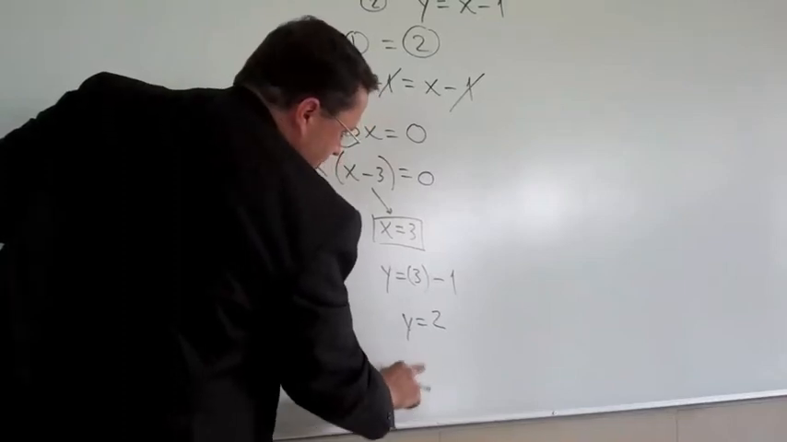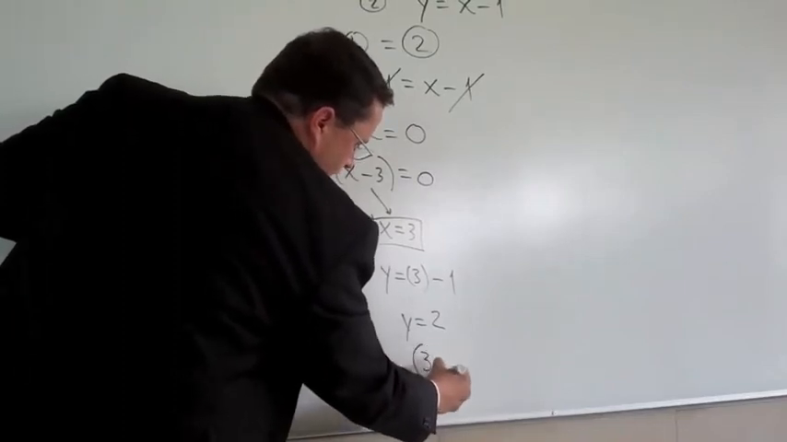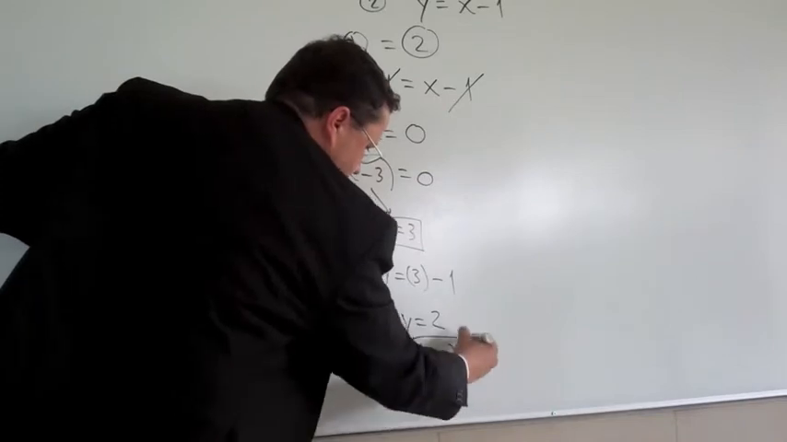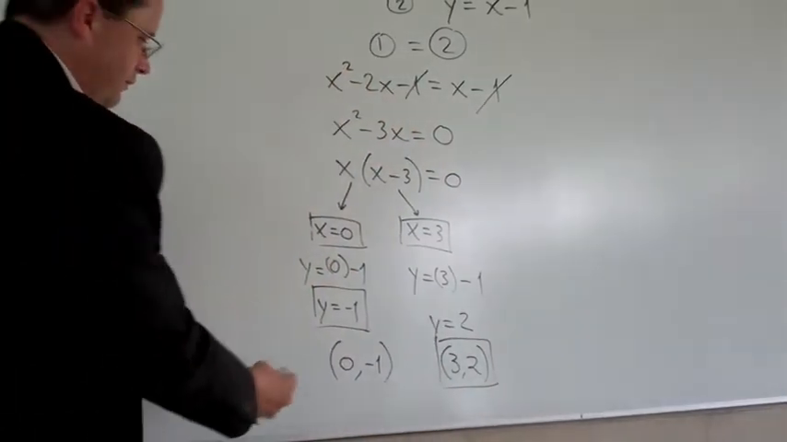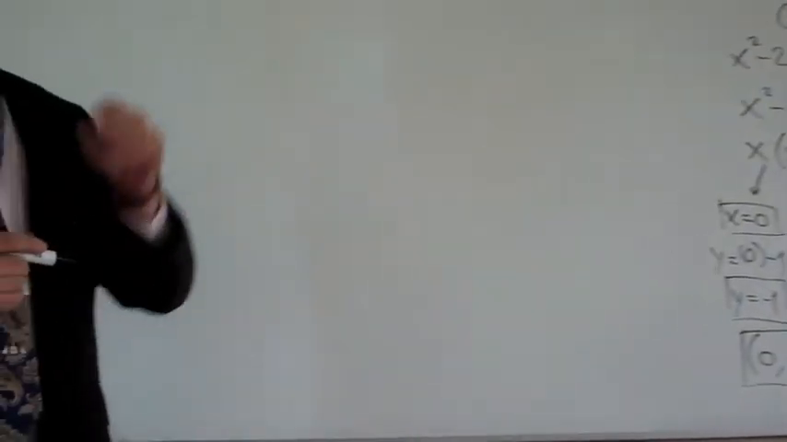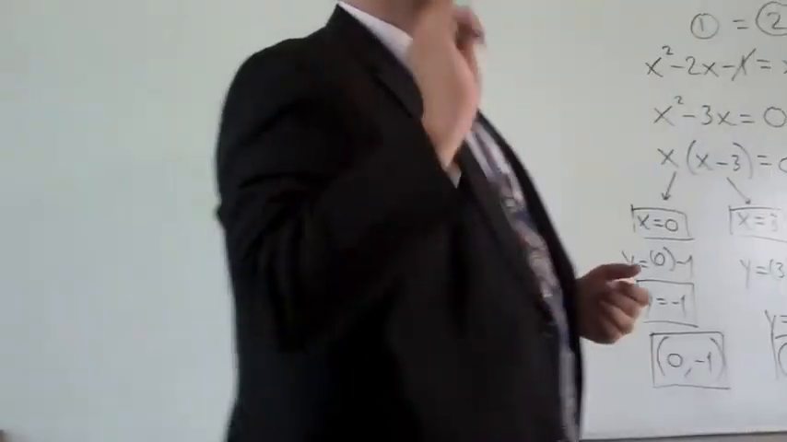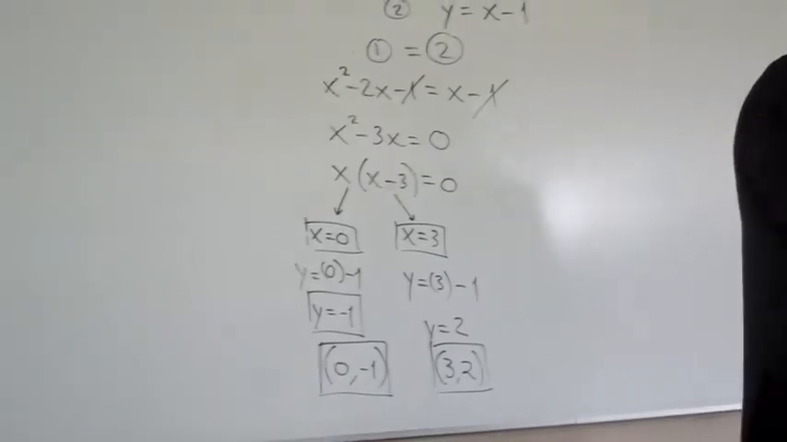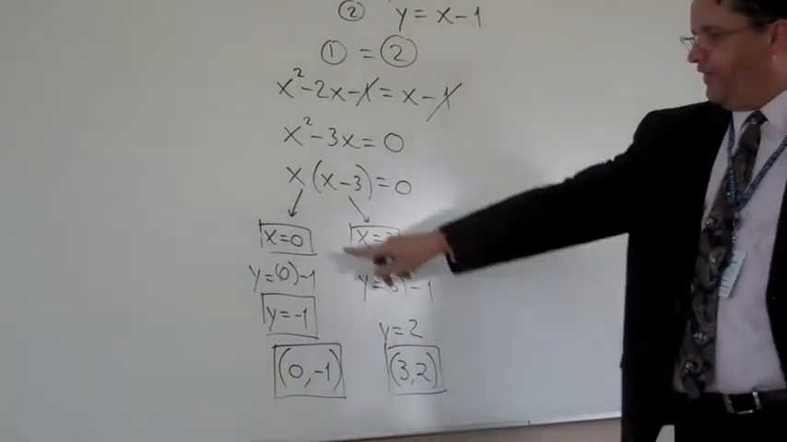The coordinate is going to be 3, 2. Okay? What about y equals x squared minus 2x minus 1? Well, if we try it in that equation, we should get the same answer. Let's just take a look with x equals 0.